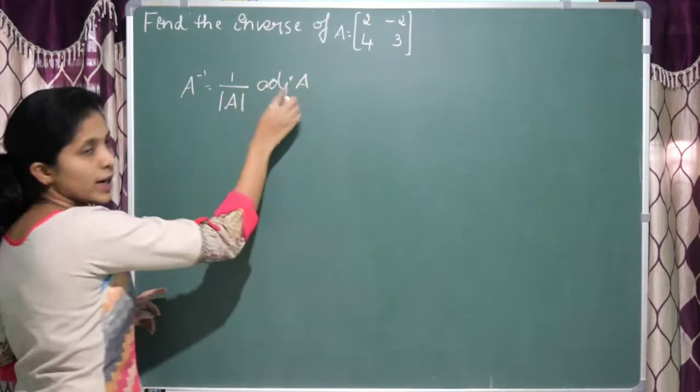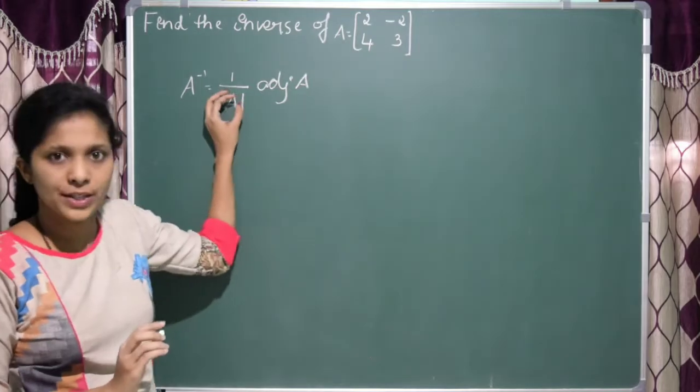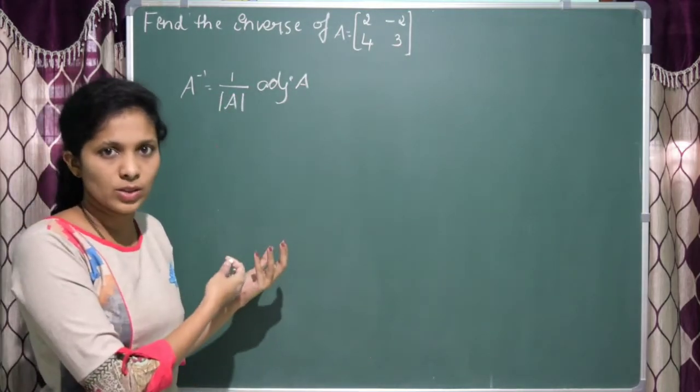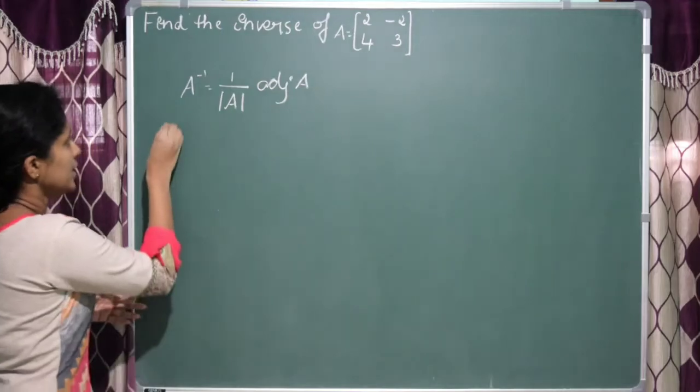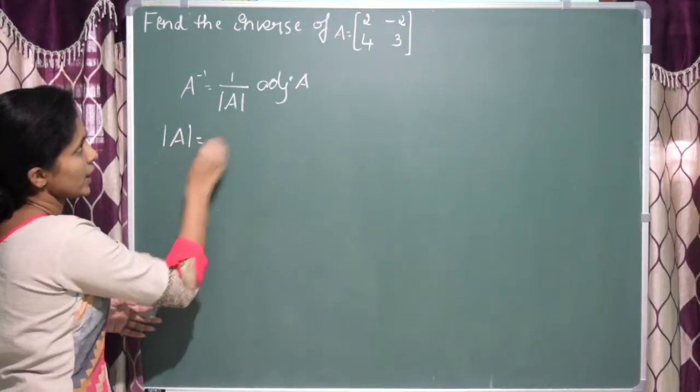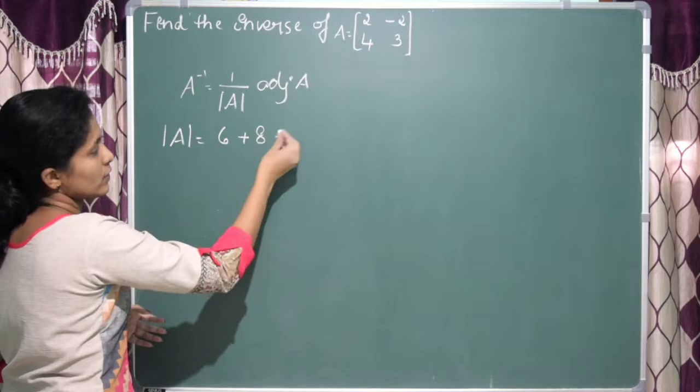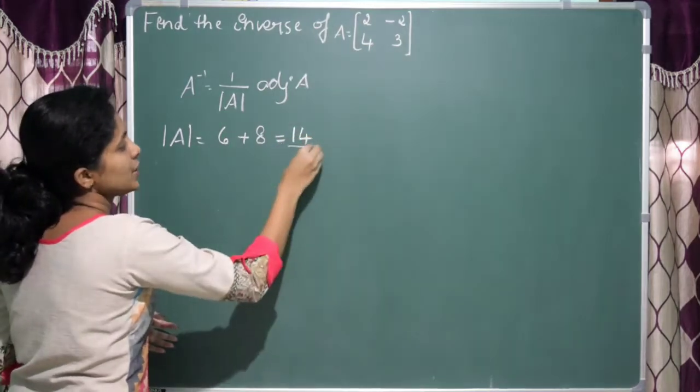Right? Now before finding the adjoint of A, you have to find the determinant of the matrix. If it is equal to 0, then the inverse does not exist. Right? First we will find the determinant of A. What is the determinant of A? 3 into 2 will be 6, so plus 8. So 6 plus 8 will be equal to 14. So this is the determinant of A.